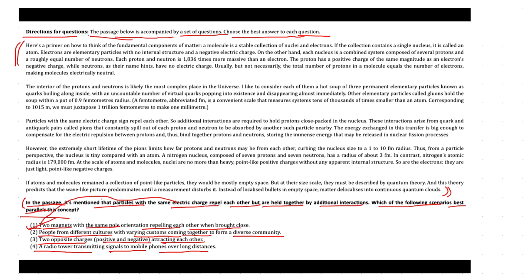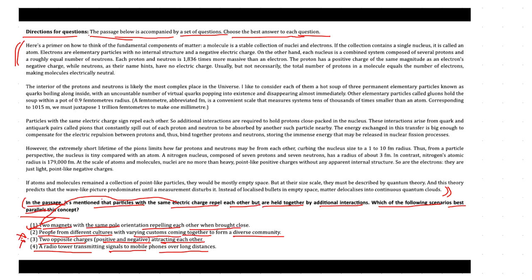Option two said people from different cultures with competing customs coming together to form a diverse community. Now this option cannot be taken as we cannot assume that people from different cultures repel each other. So that's why option two is eliminated. Option three said two opposite charges, positive and negative, attracting each other. So it doesn't parallel the concept of like charges repelling each other, so it's not analogous either.